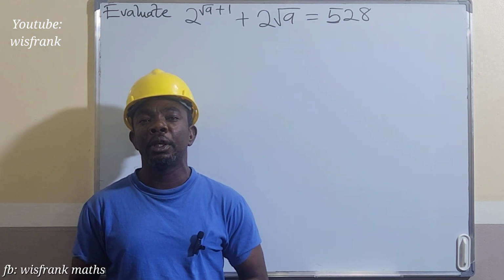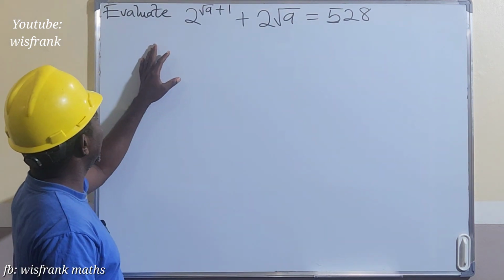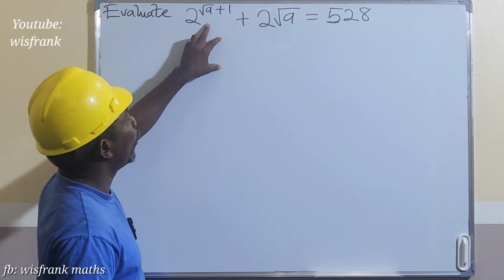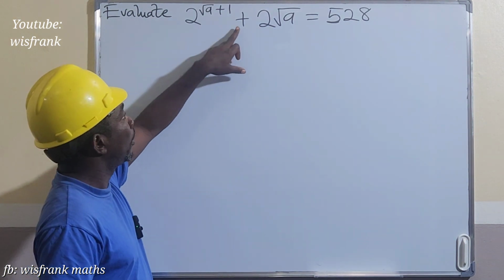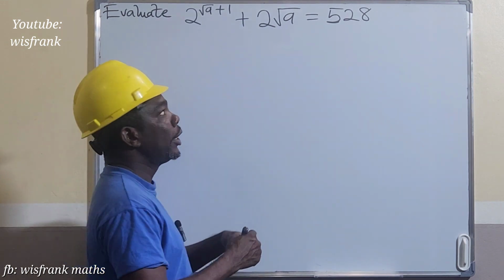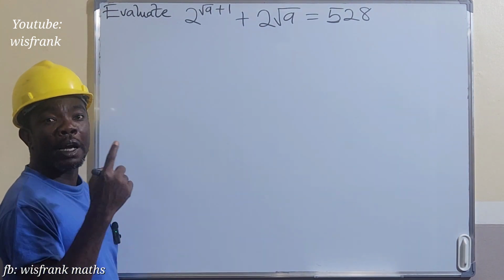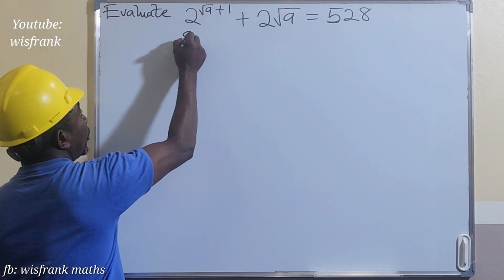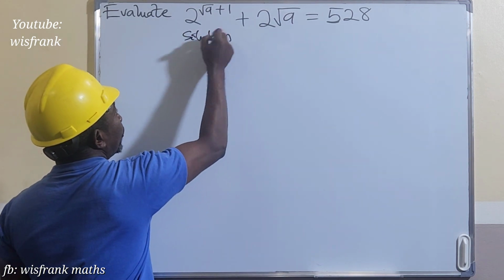For more interesting topics. Today, we are looking at this question, and it says, evaluate 2 to the power of root a plus 1 plus 2 root a equals 528. In this case, we are going to find the value of a in this expression. So, we have here the solution.